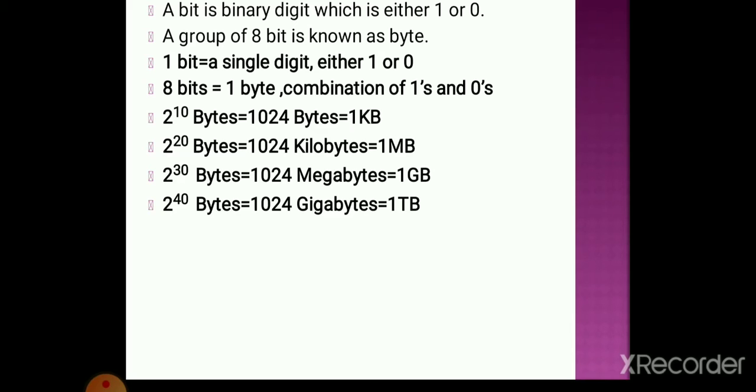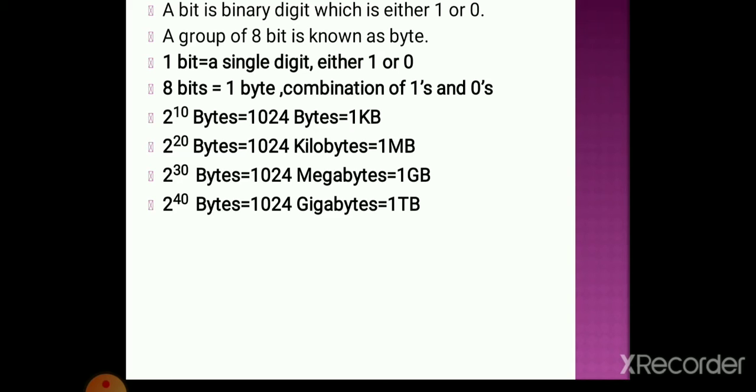Now we move to 8 bits. 8 bits is equal to 1 byte, which is also a combination of ones and zeros. 2 raised to 10 bytes is equal to 1024 bytes. It is also called 1 KB. The full form of KB is kilobyte.